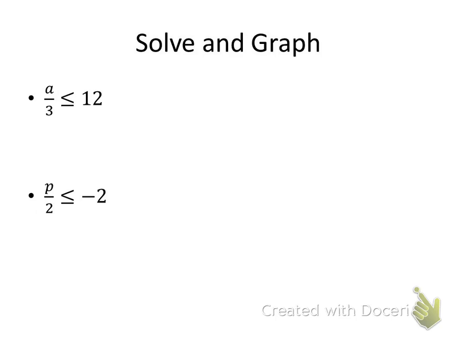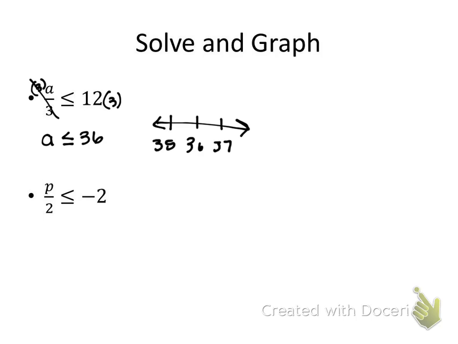All right, let's look at this one. How would I get a by itself? Well, I asked myself, what's happening between the a and the 3? Division. So the opposite of that is multiplication. And I get a is less than or equal to 36. So let's graph this. Closed circle because it's less than or equal to, and I shade in the direction that all the numbers are going less than 36. Okay?